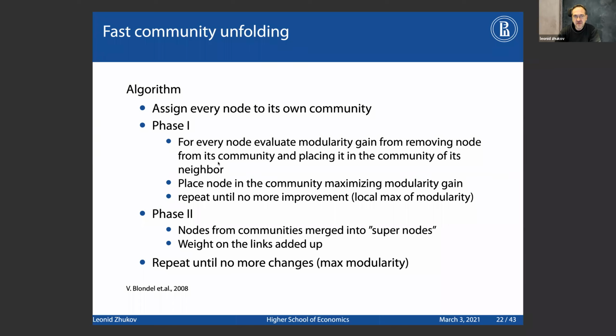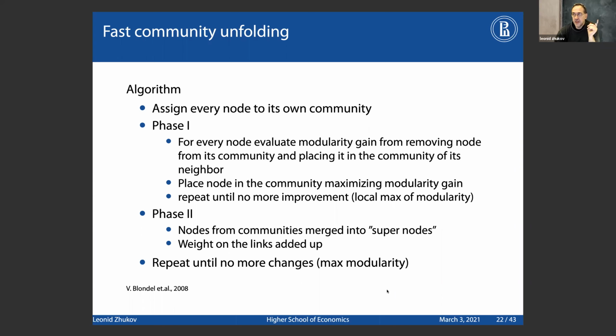So again, there are two phases. In phase 1, we evaluate the modularity gain for putting nodes in the same community, and select the node with which you get a better score. Then we place it there. We do it until there is no improvement, and then we merge nodes into super nodes, and then again repeat it on this coarser graph, right? So it is again this hierarchical approach.